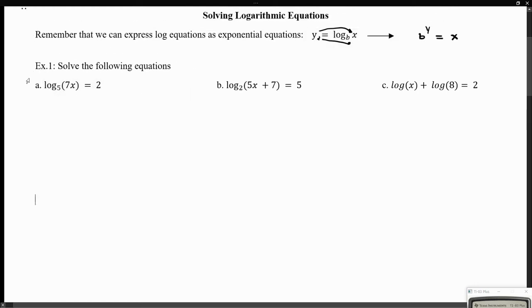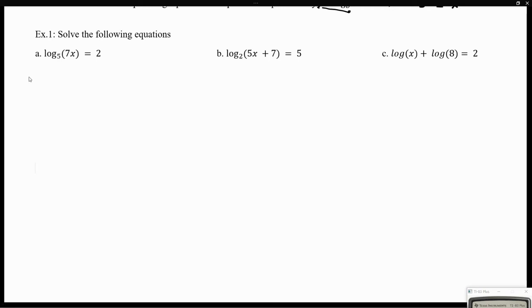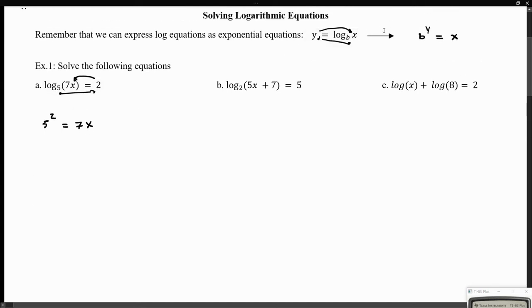We have one way to get rid of the log, and that is to use the property that we just discussed. Because now, in example A, I can take the base of the log, which in this case is 5, and I can raise it to the second exponent, which is what it's equal to. And that's going to be equivalent to what's inside the log, 7x. And I notice that it just becomes a very simple equation to solve. And I know that both of them mean the same thing, since all we did was use the property to rewrite the log into exponentials. And this is way easier to solve.